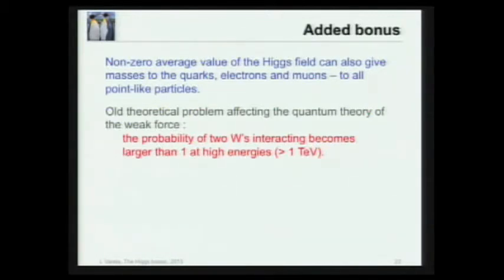And also, an old theoretical problem that was affecting the quantum theory of the weak force was solved. This problem was that the probability of two Ws interacting becomes larger than one at very high energies. And this was really a problem. The probability cannot be larger than one. And this happens for collision energies above one TeV.